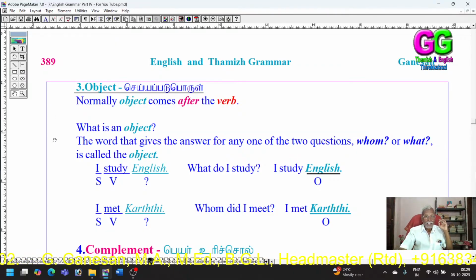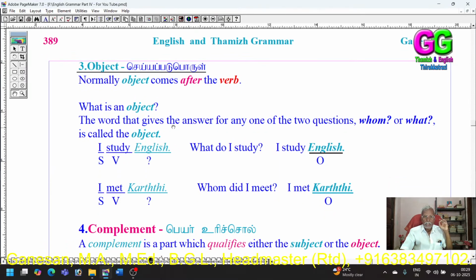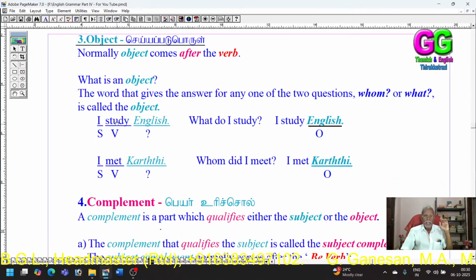Let us see the example. The word that gives the answer for any one of the two questions, whom or what, is called the object. You see, I study English. The question is, what do I study? I study English. So English is the object. I met Karthi. Whom did I meet? I met Karthi. So Karthi is the object.